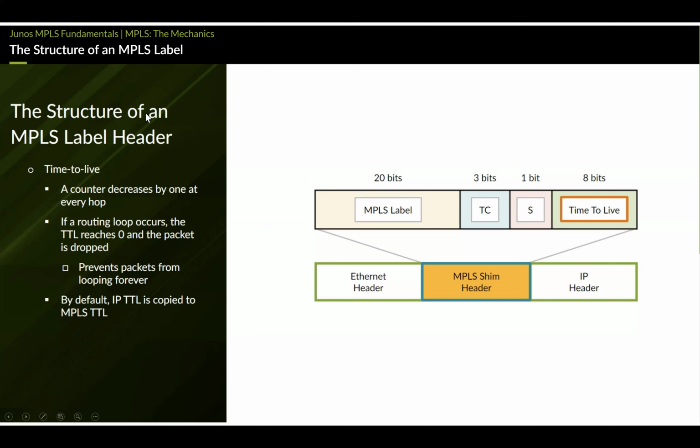So first, the structure of an MPLS label header, the time to live, that means the TTL value. It is a counter that decreases by 1 at every hop, as in the IP header. If a routing loop occurs, the TTL reaches 0 and the packet is dropped. It prevents packets from looping forever. By default, the IP TTL is copied to the MPLS TTL. So this is time to live or TTL, that is 8 bits.